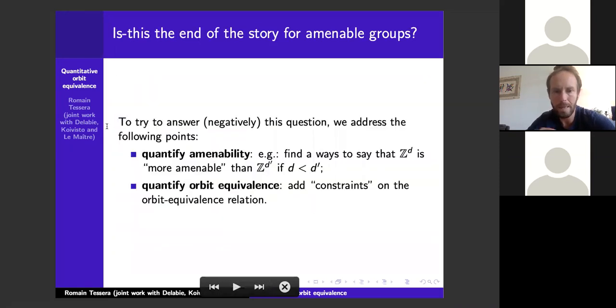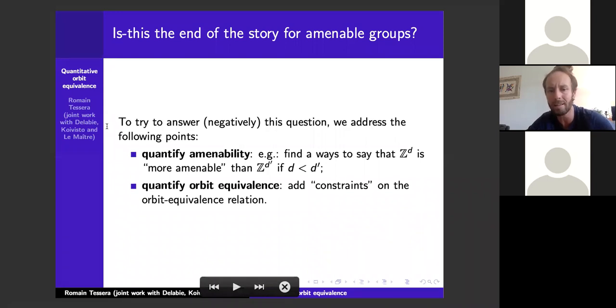So yeah, if we want to answer, my question was, is it the end of the story for amenable groups? And of course, the answer that I want to give is no. But if we want to have a negative answer, we need to do something. We need to change a little bit the definitions. And in particular, what's important is that we need to quantify orbit equivalence. What I mean by that is that it's true that there is always an orbit equivalence between Z and Z squared. But how difficult is it? Like, how much distortion do you have to do to pass from Z to Z squared in doing so?